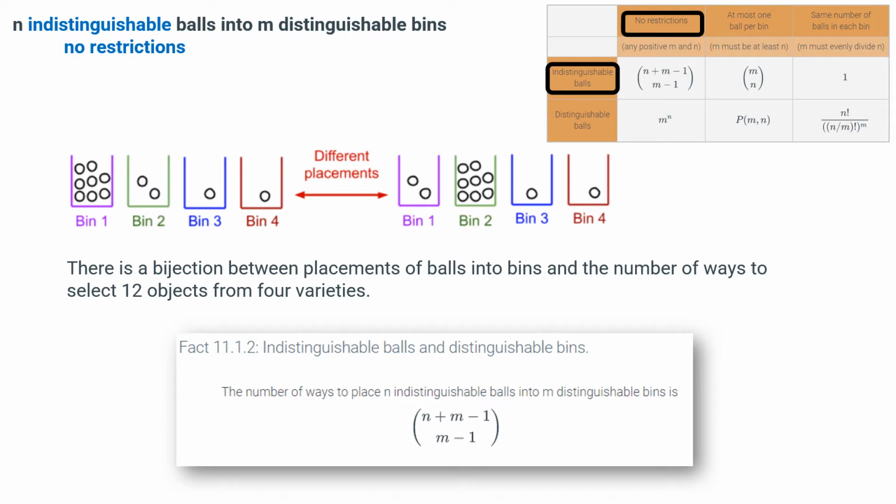But again, if I give you a problem on the test and say it's a balls and bins problem, you already have all of these that you would look at and try to distinguish which of these 6 it would be. But in this case, n indistinguishable balls into m distinguishable bins. No restrictions.